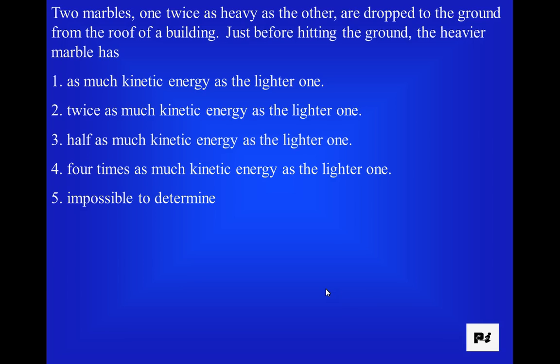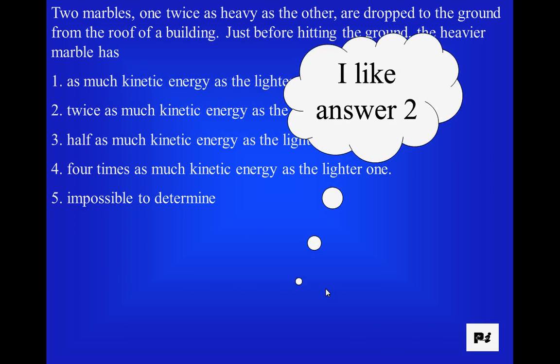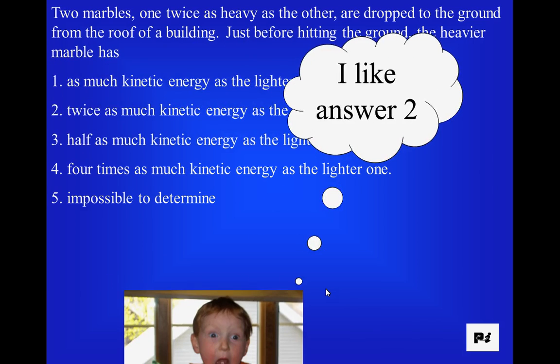So if one of these marbles is twice as heavy as the other, and the velocities are the same, in 1/2 mv squared, velocity squared is the same value, then just before hitting the ground, the only difference is that the heavier marble has twice as much mass, so it must have twice as much kinetic energy. So, answer 2.